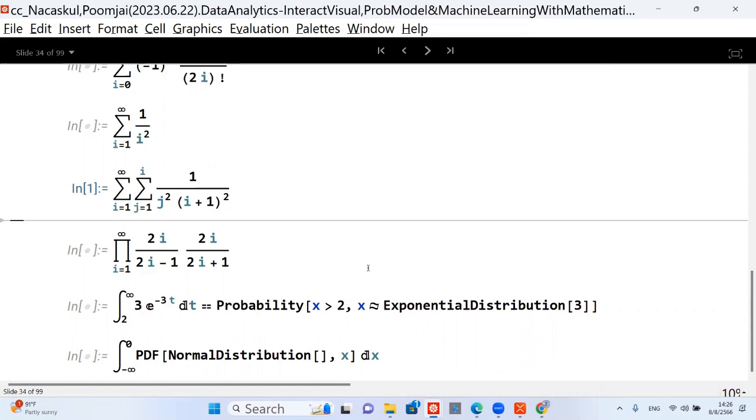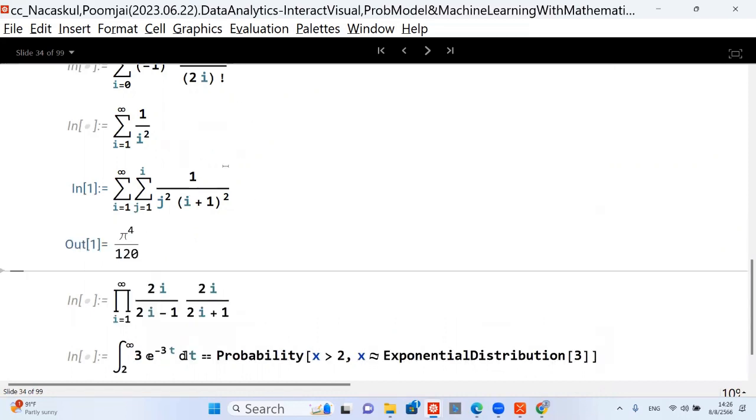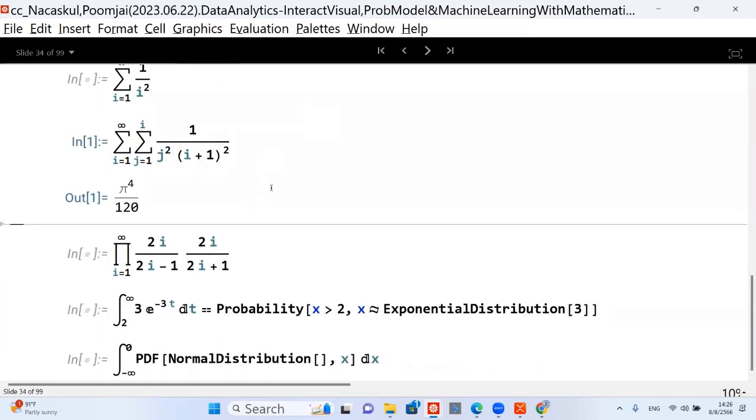But basically something like this turns out to be equal to pi to the power 4 divided by 1, 2, 3. This is not numerical. This is not an approximation. This is actually a real answer. It does mathematical convergence for you. Likewise, you can do this.